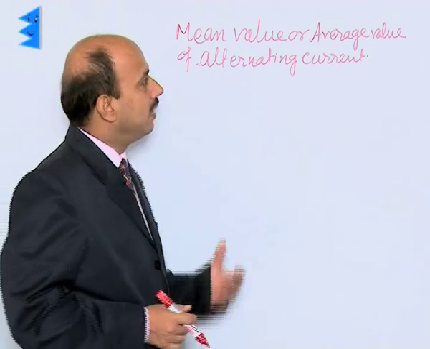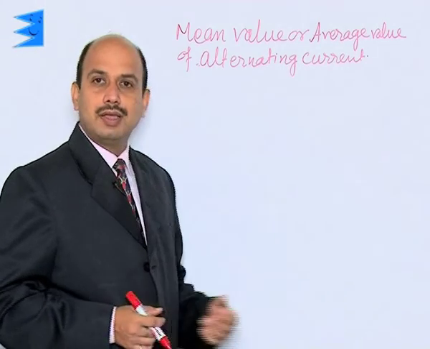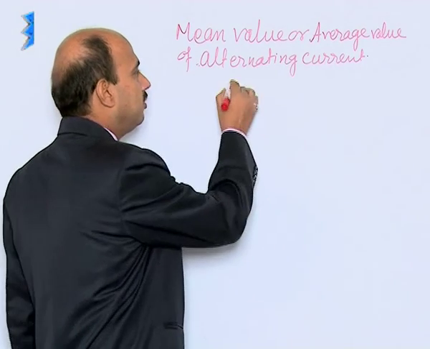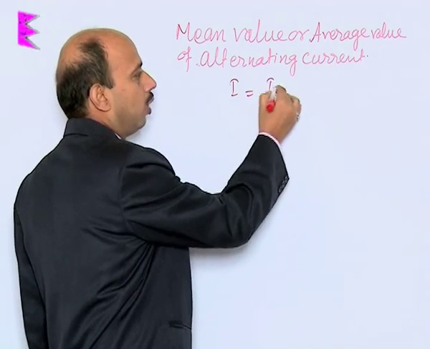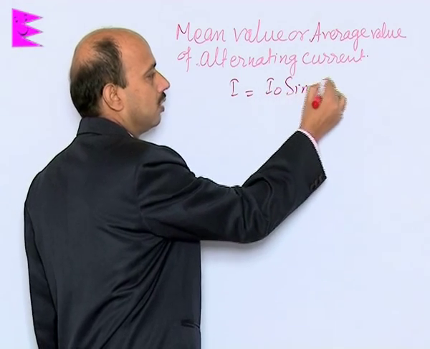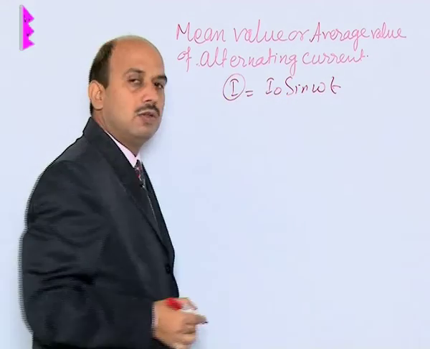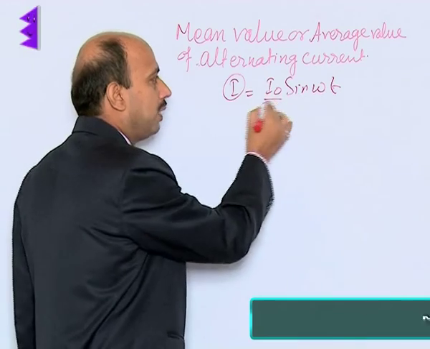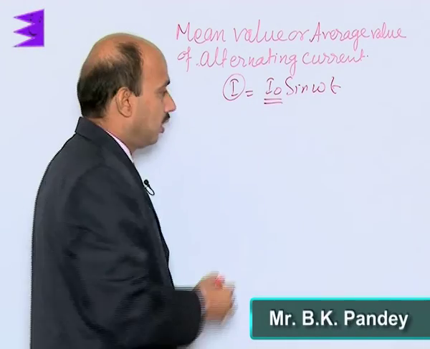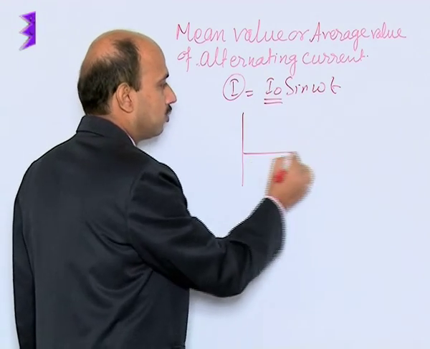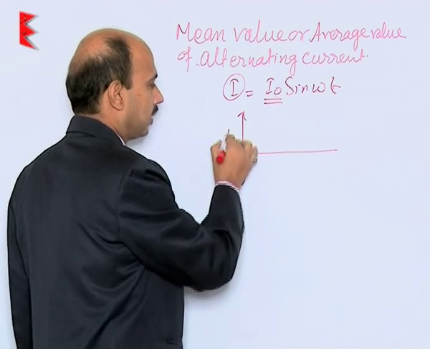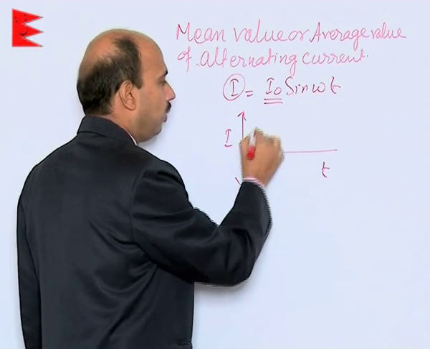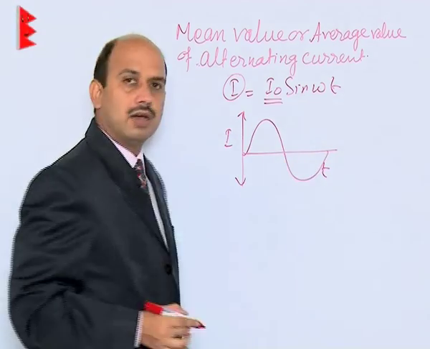Now see here, mean value or average value of the alternating current. Just as we have done in this equation, I is equal to I naught sin omega t, where I is the instantaneous value of current and I naught is the peak value of current. And the graph of this with time, I versus t, is shown like this, that is the sine curve.